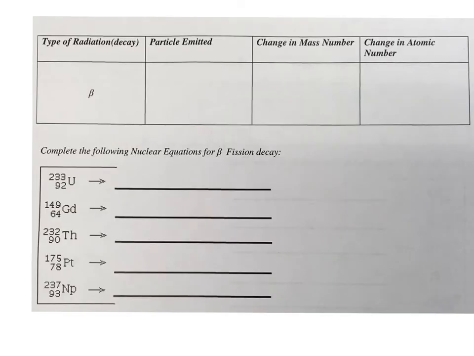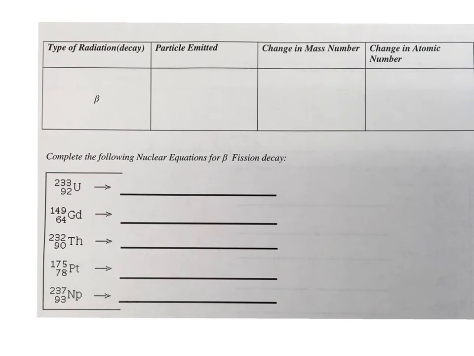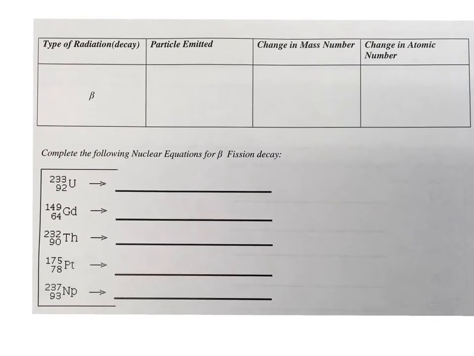In beta decay, the particle emitted is considered to be an electron. So it has a mass of 0, and because it was formed when a neutron, simplistically, broke apart into an electron and a proton, the electron is ejected from the nucleus, but the proton remains behind. And so your change in mass is considered to be 0 because electrons have no mass. However, that one neutron, which did have mass, transformed into a proton, and so now your atomic number has gone up by 1.